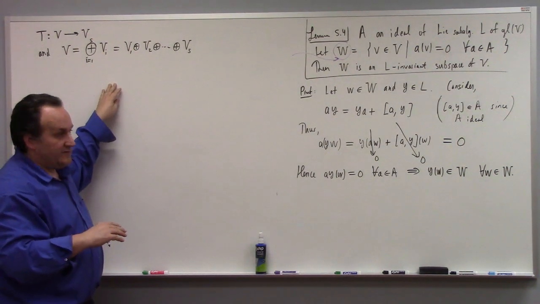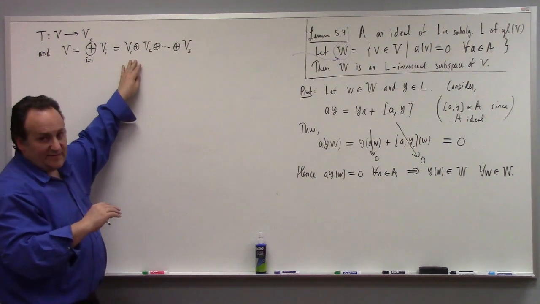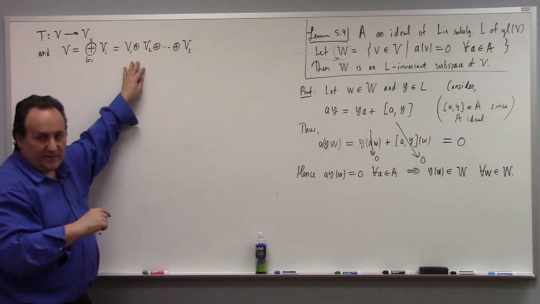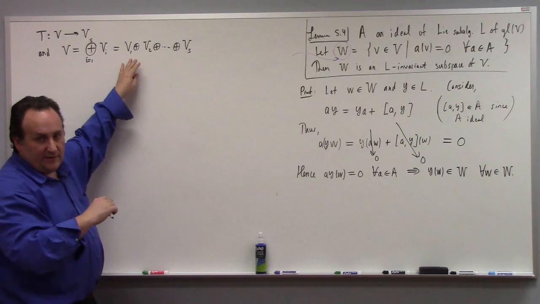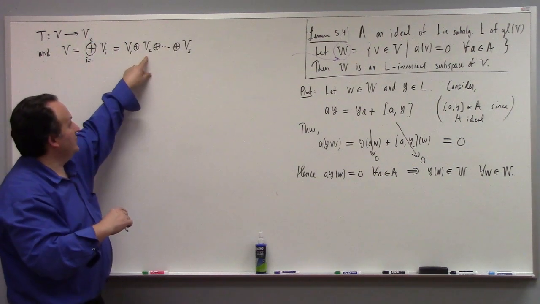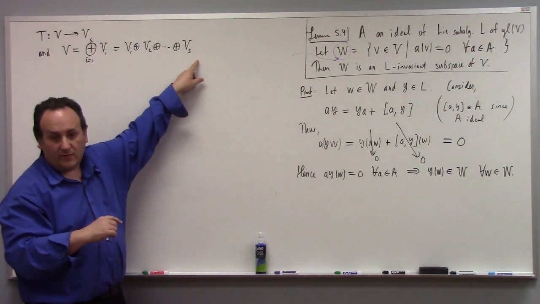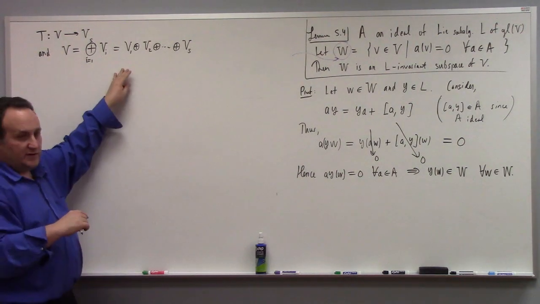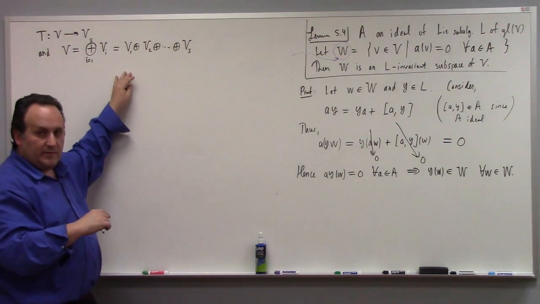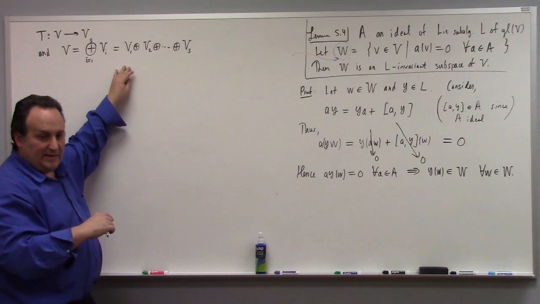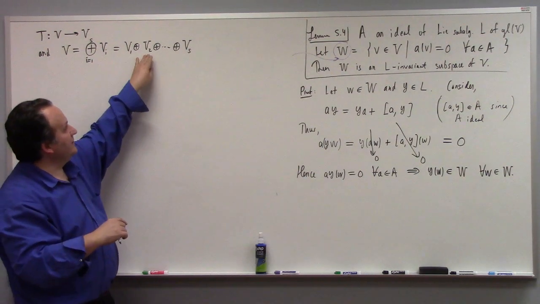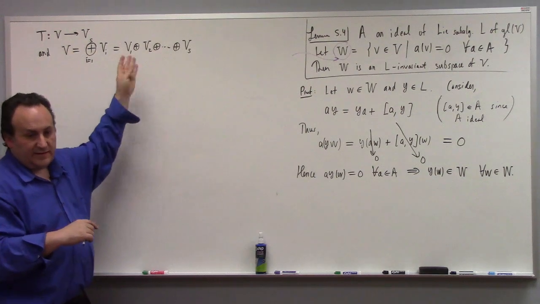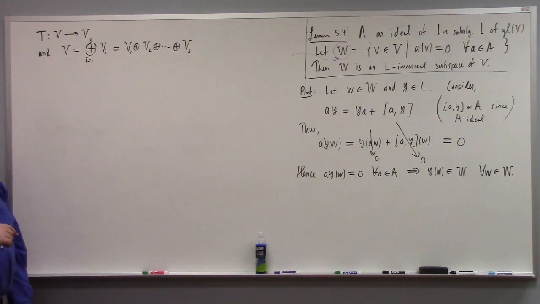Another way to characterize direct sum decomposition is that there exists a unique representation of each element of the algebra as a linear combination of vectors from each one of these different pieces, uniquely so. Another way is that there exists a unique representation of 0. That 0 can be written uniquely as the 0 in here plus the 0 in there plus the 0 in there all together, and that's the only way to form 0.